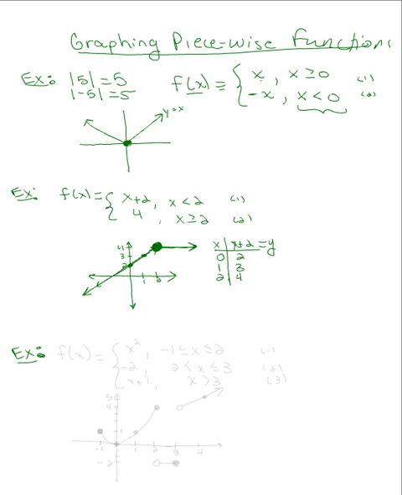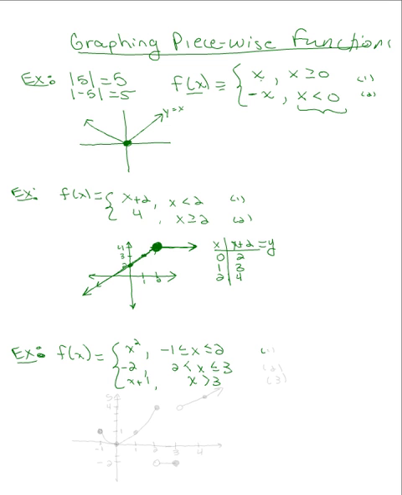The next example has 3 pieces. f of x equals x squared. This is good when negative 1 is less than x less than or equal to 2. Second piece, the horizontal line y equals negative 2. That's good for x's that are greater than 2 and less than or equal to 3. And the final piece is the line x plus 1, which is good for x's that are greater than 3.